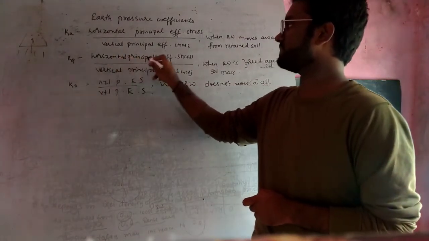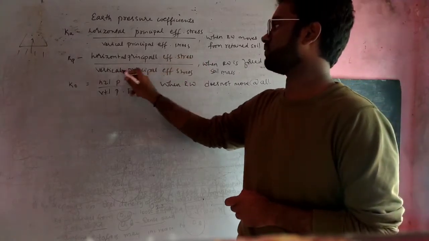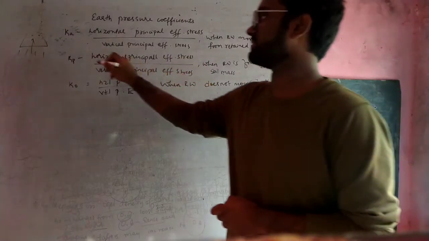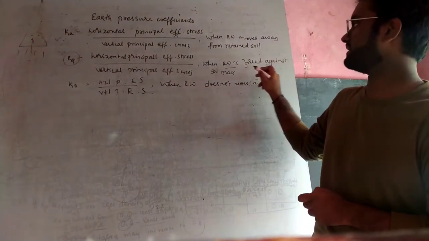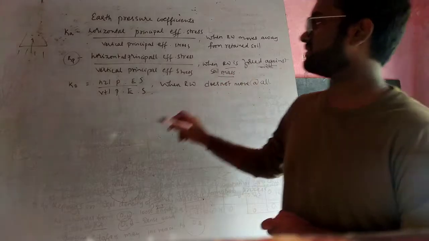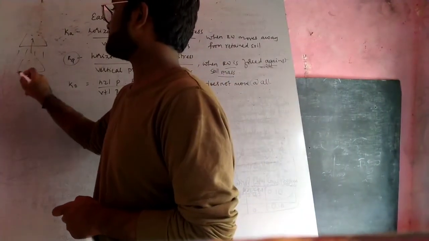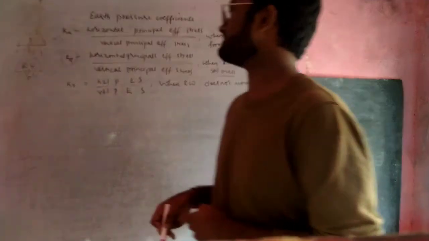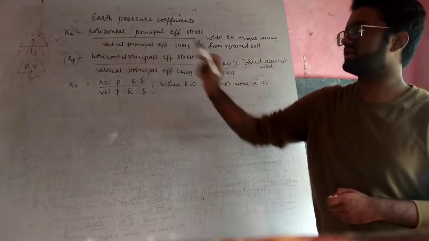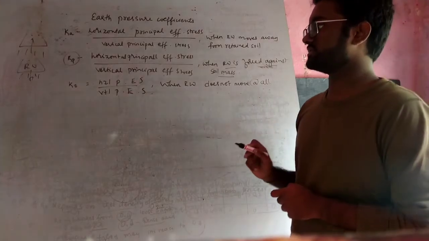Now the horizontal principal effective stress upon the vertical principal effective stress is the passive earth pressure coefficient when the retaining wall is forced against the soil mass. This is the soil mass and this is the retaining wall. It is forced against the soil mass. That time the constant is called the passive earth pressure constant.